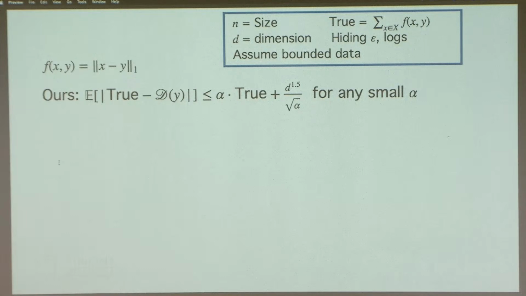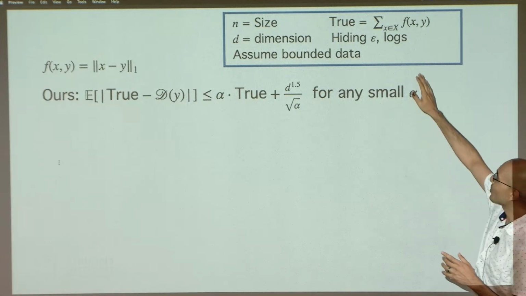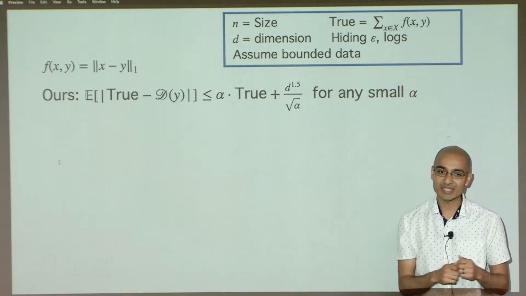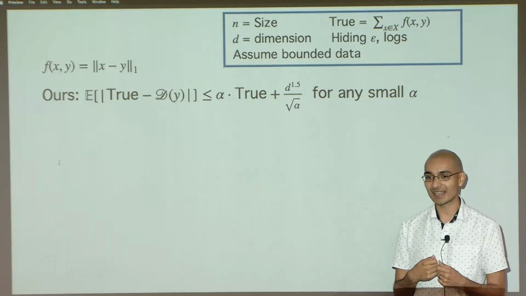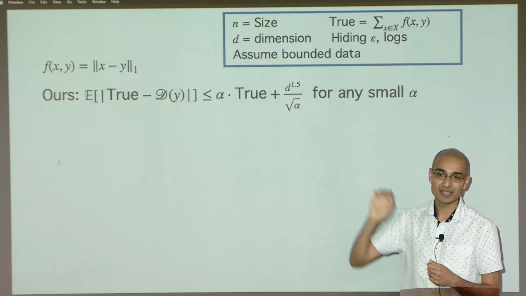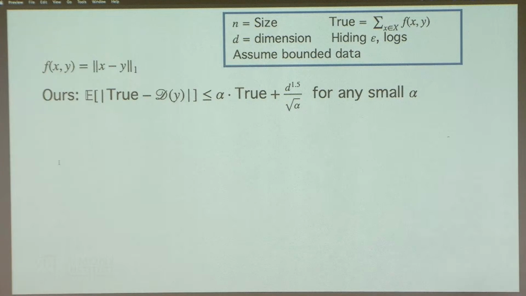So one thing that we get is, remember we're interested in a sum. It's a sum over n things, right? So you might expect that the error that we get should be somehow related to n. But the really cool thing is we can get error that is independent of n. We have some small additive error at the cost of a small multiplicative error.